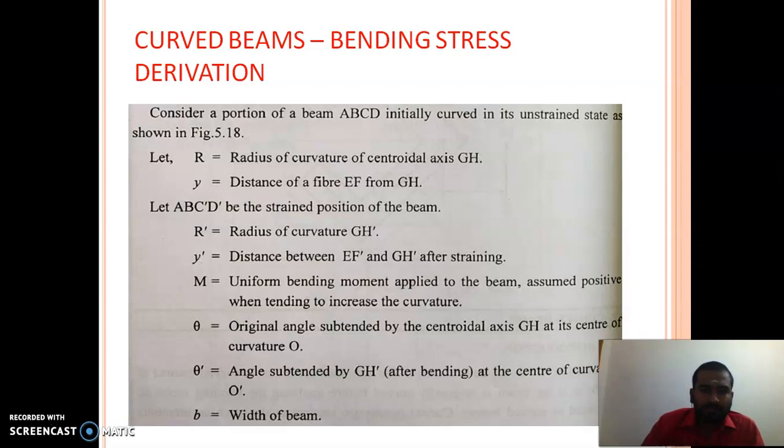As I mentioned, R is the radius of curvature of the central axis GH. Y is the distance of fiber EF from GH, and after applying moment, the initially curved beam ABCD changes to ABC dash D dash, the strained portion of the beam. R dash is the changed radius of curvature. Initially the distance between EF and GH is Y; now the distance between EF dash and GH dash is Y dash. M is the moment you apply. As I told, theta is the angle subtended. It changes from theta to theta dash, and B is the width of the beam.